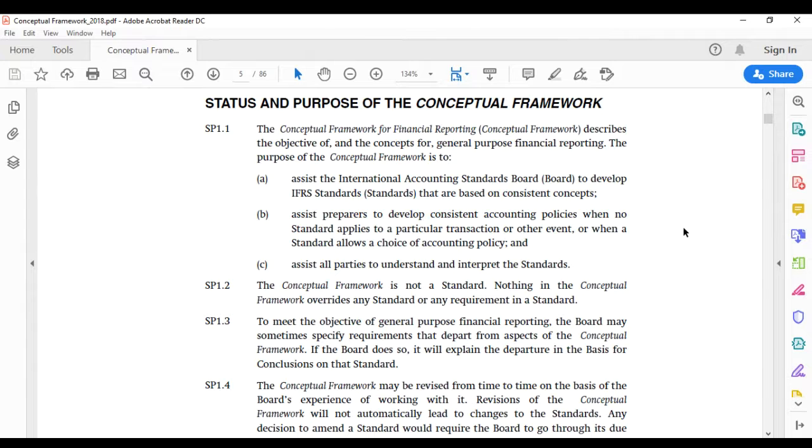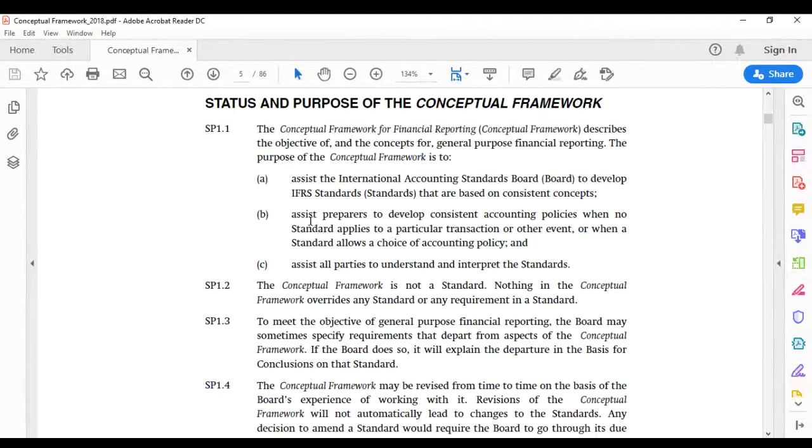The conceptual framework for financial reporting, which we simply refer to as the conceptual framework or CF, describes the objective of and the concepts for general purpose financial reporting. And the purpose of the conceptual framework is to assist the International Accounting Standards Board, the IASB, which we've just spoken about a little while ago, to develop international financial reporting standards that are based on consistent concepts.